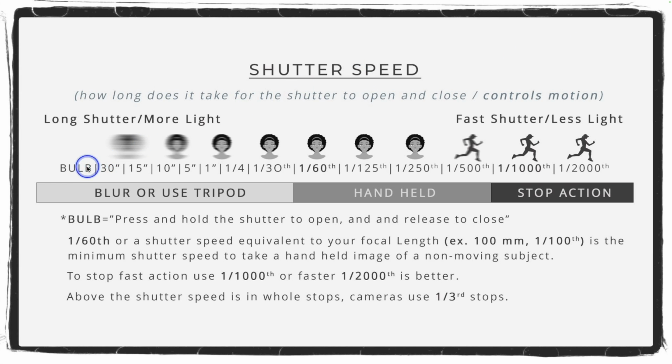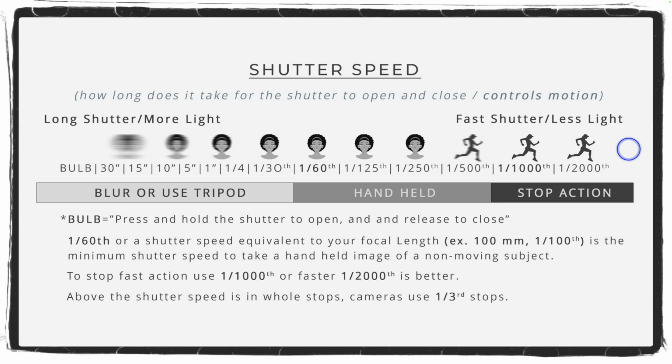So down here, we've got some examples of whole stops of shutter speeds. Bulb is as long as you press the button, it's going to stay open, then 30 seconds all the way up to 2000. However, most cameras are going to go to 4000. Some are going to 8000.